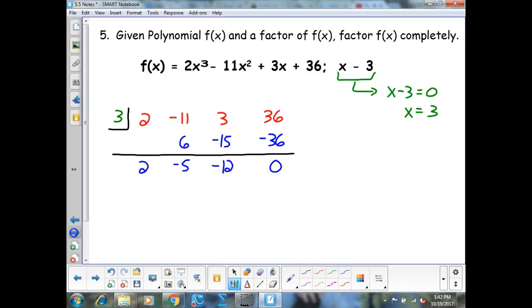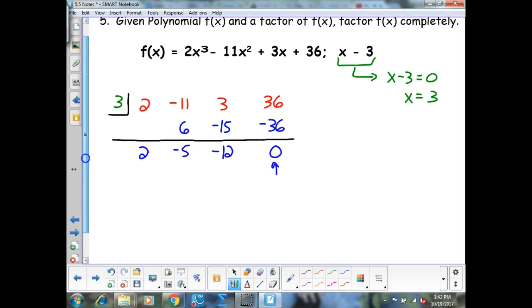Because it told me that it was a factor, I better get a remainder there of 0. My last number on the bottom here, I change the sign, and the number here had better be 0. I like to circle it. If it's not, you did something wrong. Maybe you forgot a placeholder, maybe you added wrong, or multiplied wrong. If it is a factor, it's got to come out even.